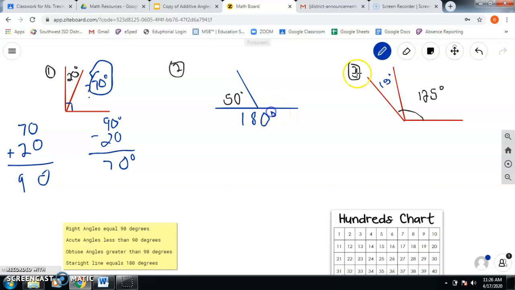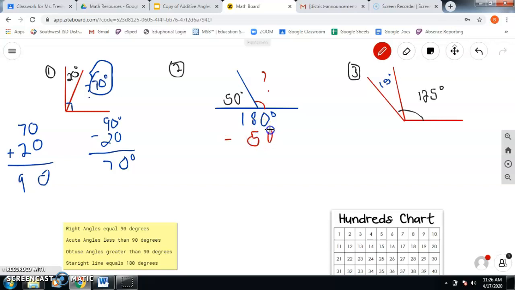We are trying to find this missing angle right here. What could that possibly be? How do we find that? Who can tell me? By subtracting the 50. Okay, we're subtracting this angle in order to find this angle. Okay, we're subtracting that from 180 as a whole, right? Because we know a straight line is 180 degrees. Then we subtract 50.